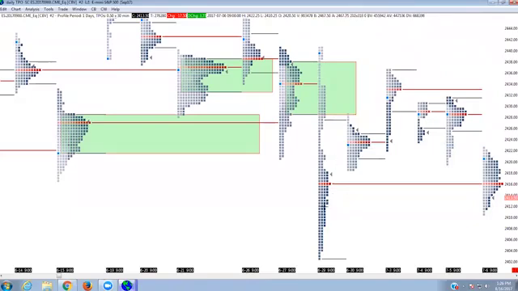This was a trend day. It does not invalidate the current structure, right? We don't get rid of that composite just because this trend day went through it. Trend days don't really affect the structure.